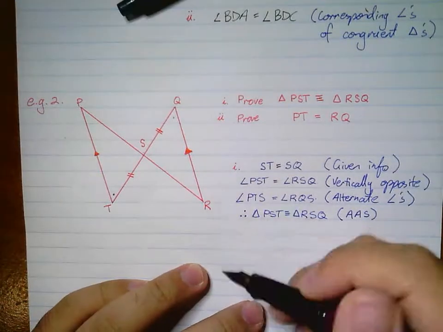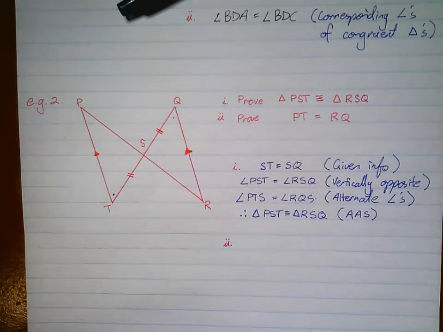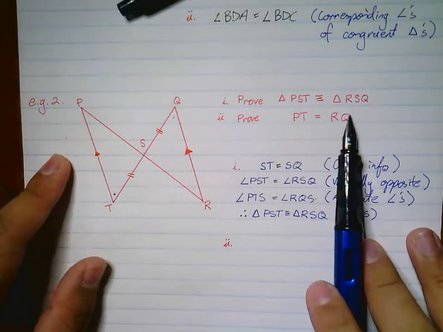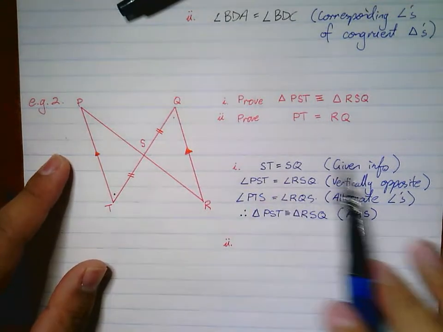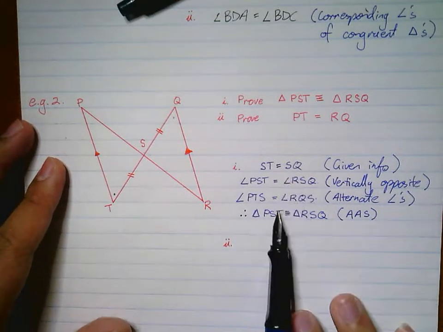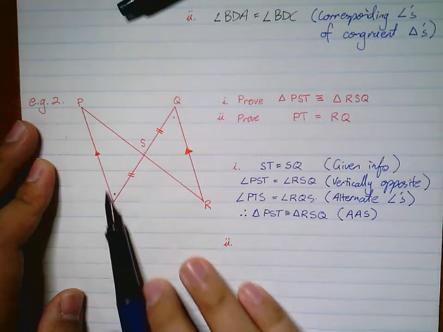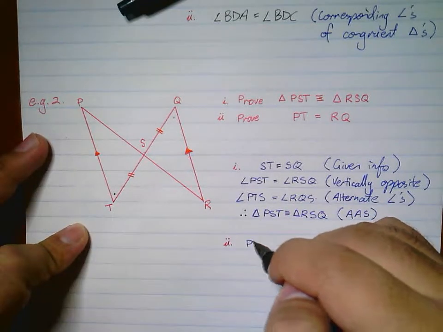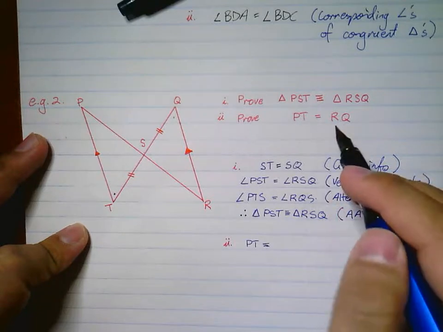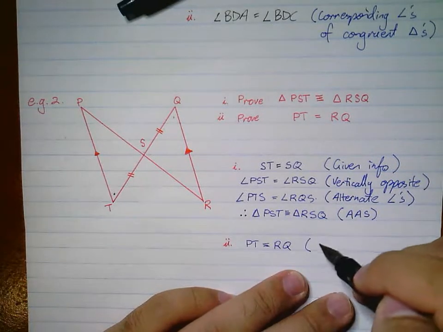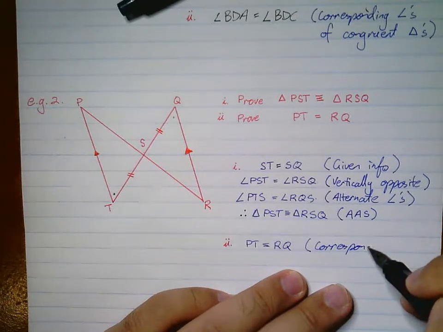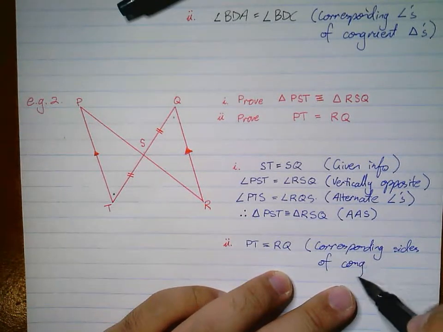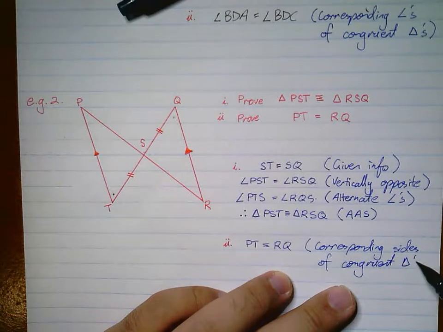Now we move on to question 2. We want to prove that PT, that side there, is equal to RQ. Since we've just proven that these two triangles are congruent, we can clearly see that this side corresponds with this side. So we can make that quick statement. PT is equal to RQ, and that is corresponding sides of congruent triangles.